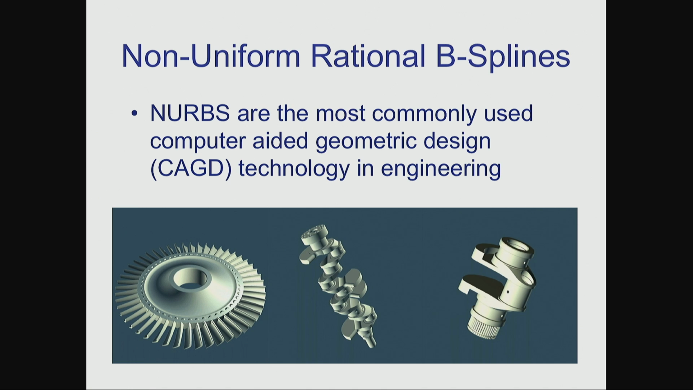In engineering, the most commonly used technology is NURBS. NURBS are non-uniform rational B-splines. They are ratios of B-splines. These are objects that have been constructed with NURBS. And what you see here is very precise representation of circles and conic sections. And that's because all conics are exactly represented within NURBS.